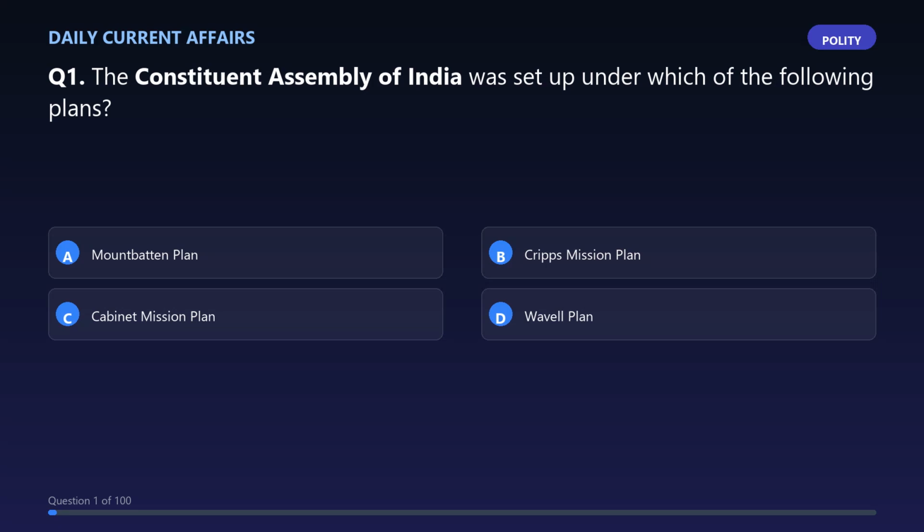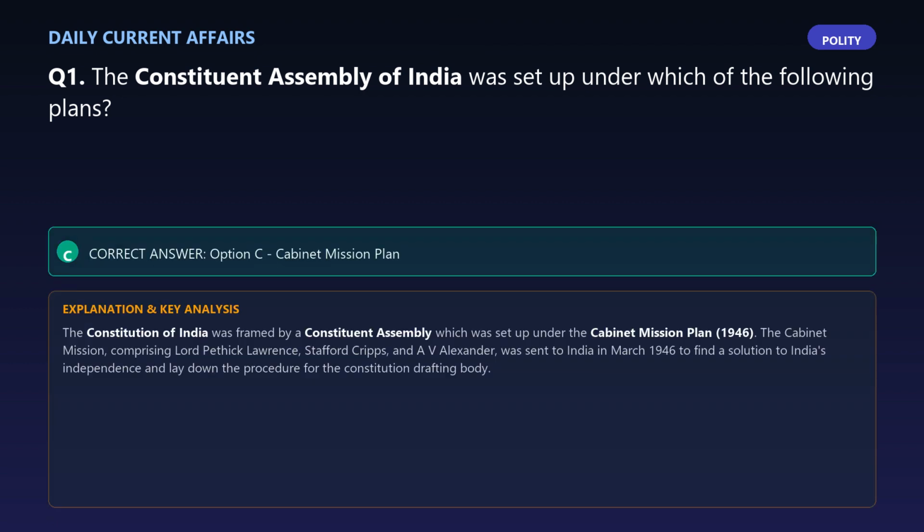Question 1. The Constituent Assembly of India was set up under which of the following plans? The correct answer is option C, Cabinet Mission Plan. Explanation: the Constitution of India was framed by a Constituent Assembly which was set up under the Cabinet Mission Plan, 1946. The Cabinet Mission, comprising Lord Pethick-Lawrence, Stafford Cripps, and A.V. Alexander, was sent to India in March 1946 to find a solution to India's independence and lay down the procedure for the Constitution drafting body.